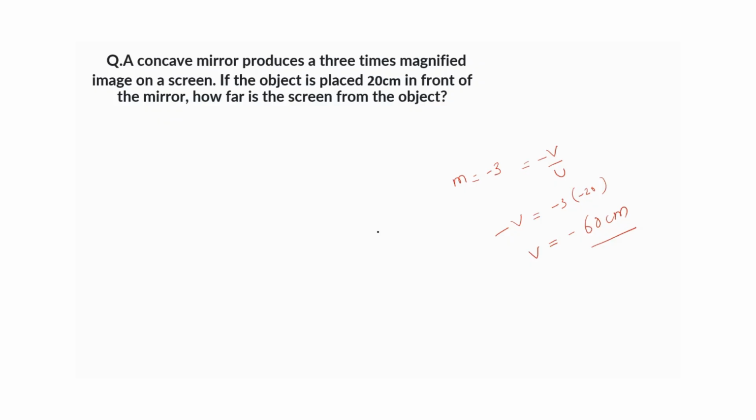And how far is the screen from the object? We can get this result by subtracting the value of the object from the image, v minus u, that is 60 minus 20, that is 40 centimeter. The screen is 40 centimeter away from the object.